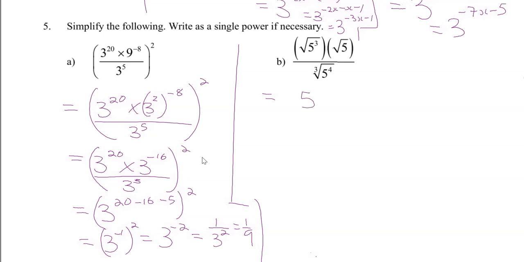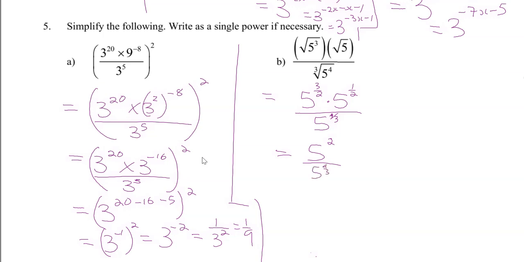This guy, so everything's got to be changed. So this is 5 to the 3 halves. This is 5 to the 1 half. This is 5 to the 4/3. So 5 to the 3 halves times 5 to the 1 half over 5 to the 4/3. We can add these two guys. 3 halves plus 1 half is 4 halves, or 2, over 5 to the 4/3.